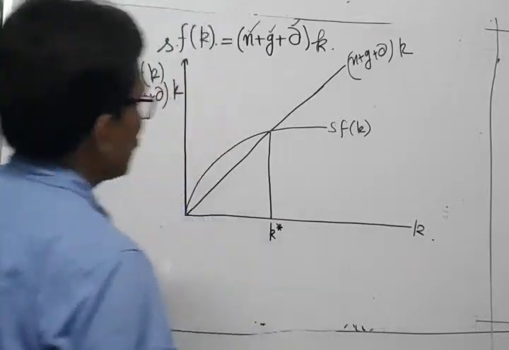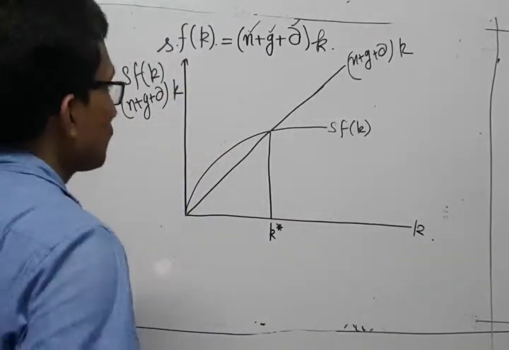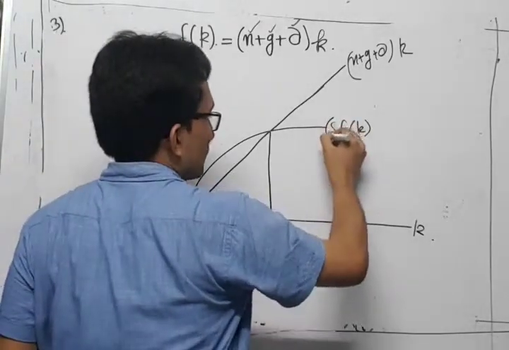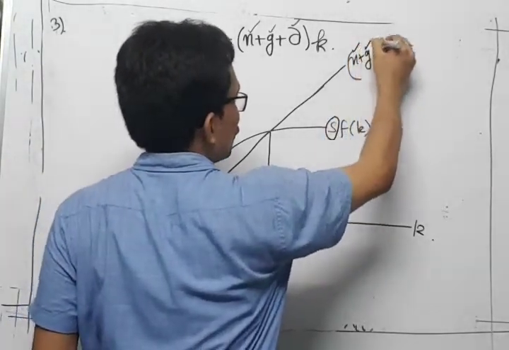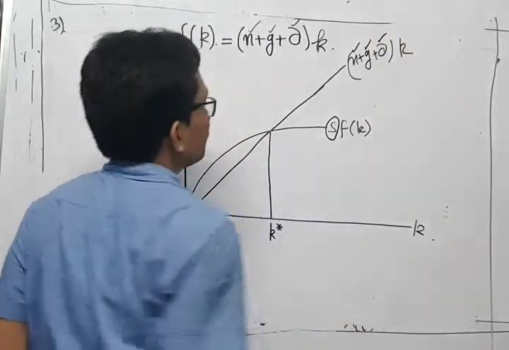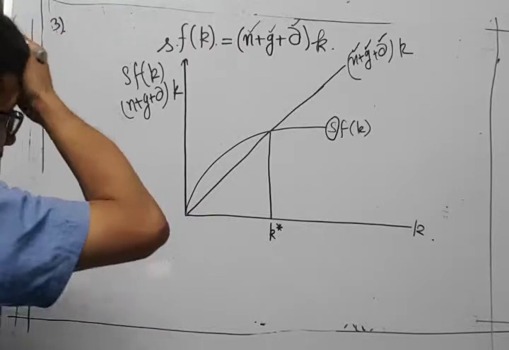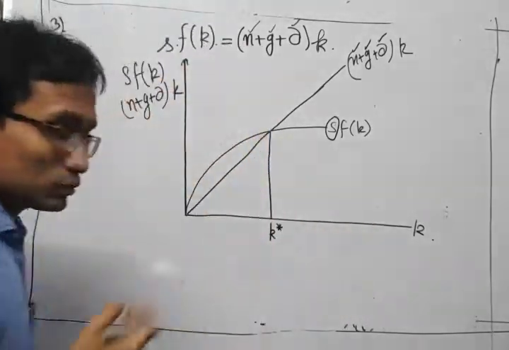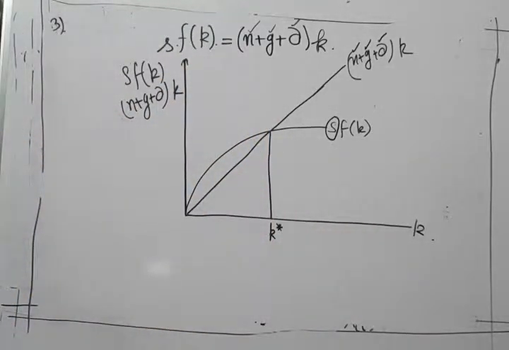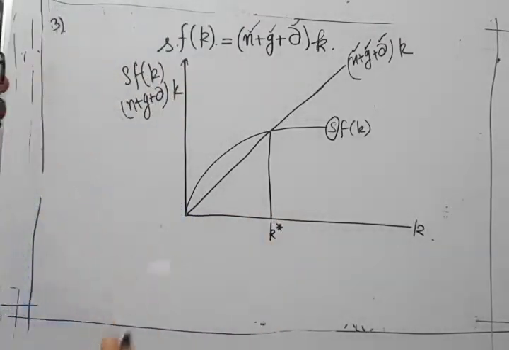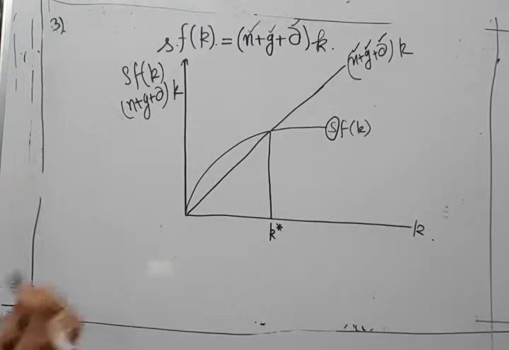Now these are the basic parameters, that is s, n, g, delta. These are the main exogenous parameters which are given, and let us see how the optimal level of small k changes as we keep on changing the values of these parameters.